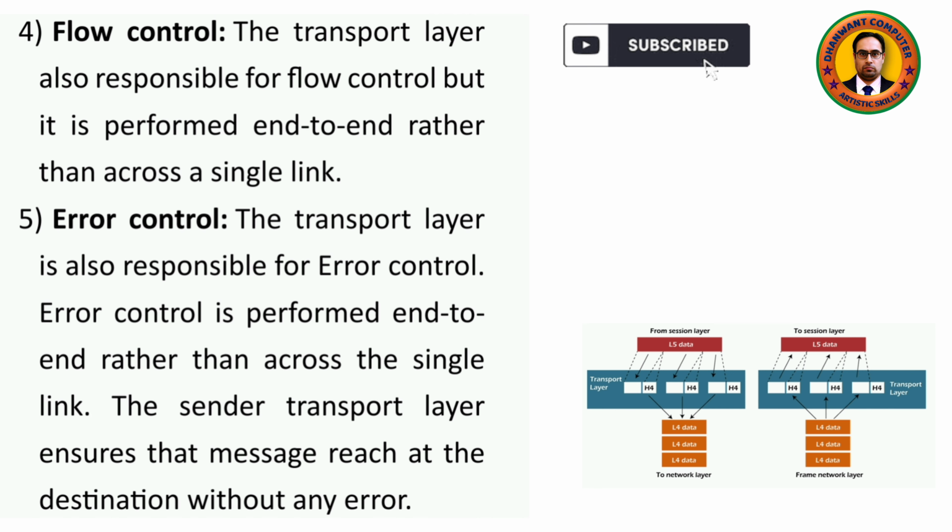4. Flow control. The transport layer is also responsible for flow control, but it is performed end-to-end rather than across a single link. 5. Error control. The transport layer is also responsible for error control. Error control is performed end-to-end rather than across the single link. The sender transport layer ensures that the message reaches the destination without any error.